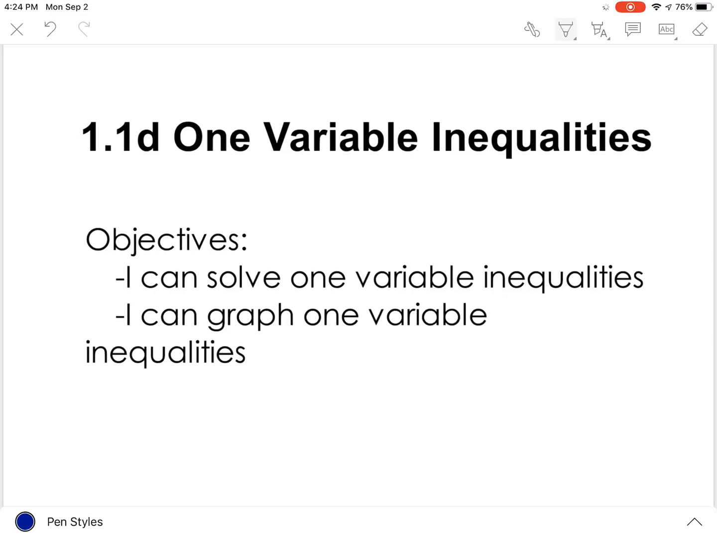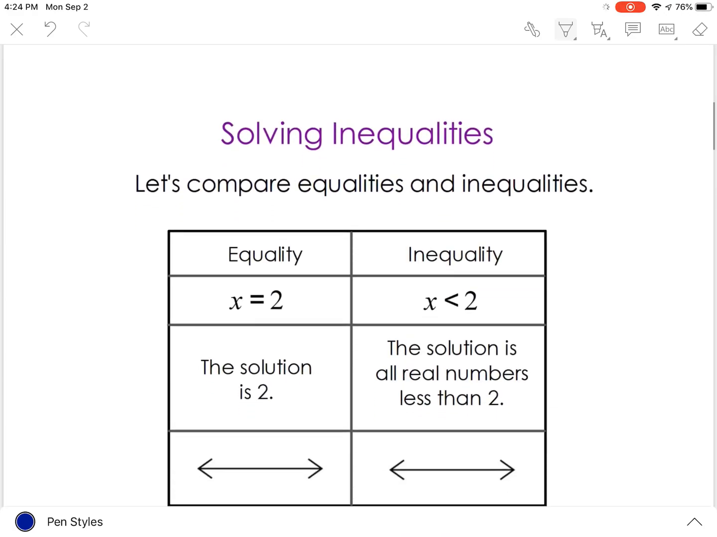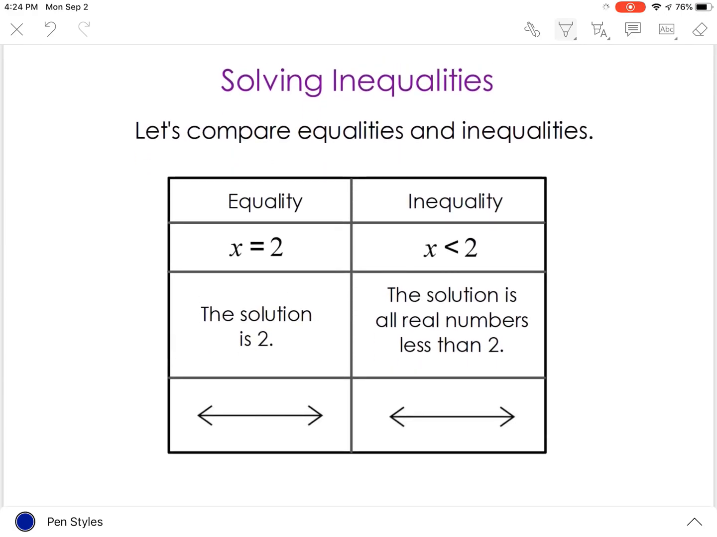1.1d is on solving one variable inequalities. This is going to be very similar to solving equations. It's just they are inequalities instead of equations. So solving inequalities, let's take a little bit of time and compare our equalities or our equations to our inequalities.